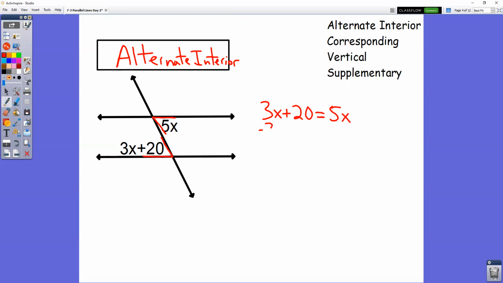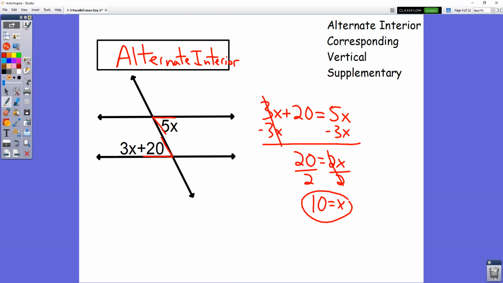So now we want to solve this equation. I like working with the smaller of the 2 letters first when you have letters on both sides of the equal sign. So I'm doing minus 3x to both sides. Divide by 2, and we get 10 equals x.